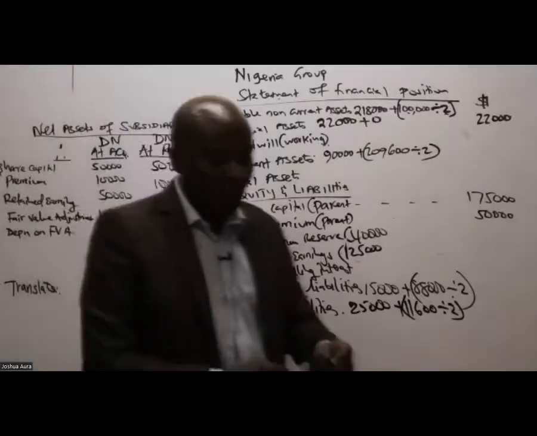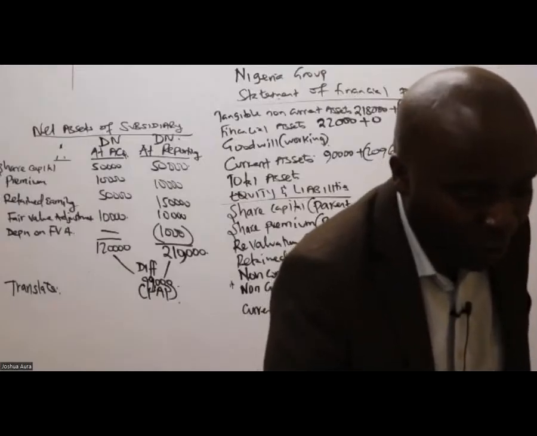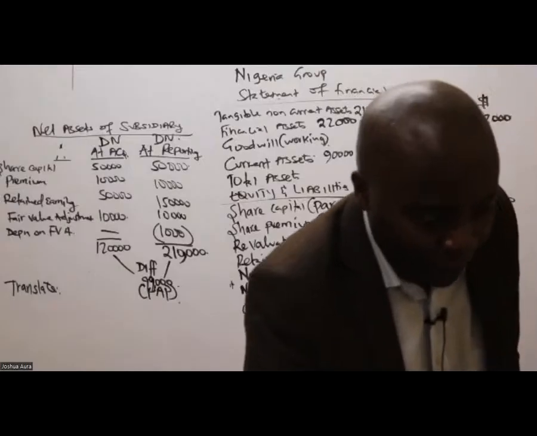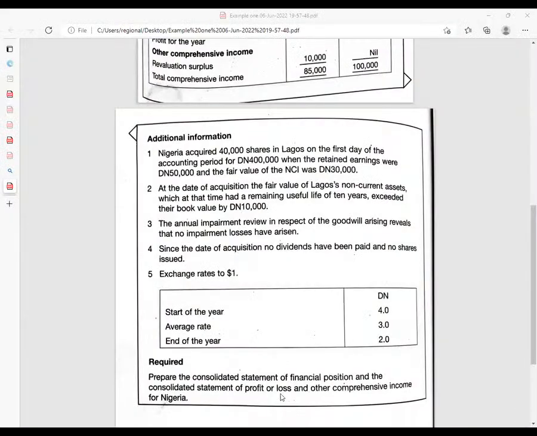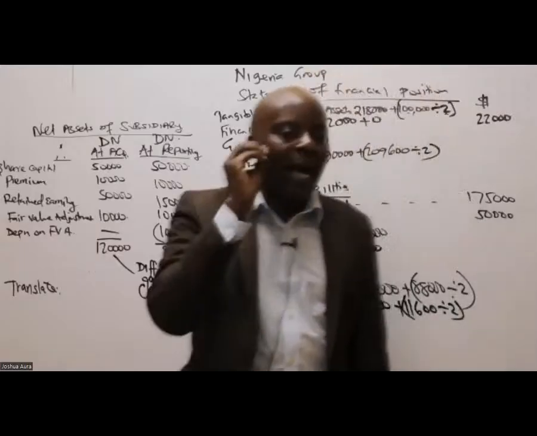Use the acquisition rate. Do we have the acquisition rate? Oh, yes. Remember, we acquired this subsidiary at the start of the year, so the acquisition rate here is 4. To translate net assets at acquisition, always use the acquisition rate.